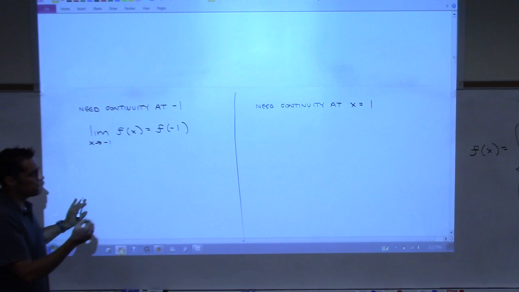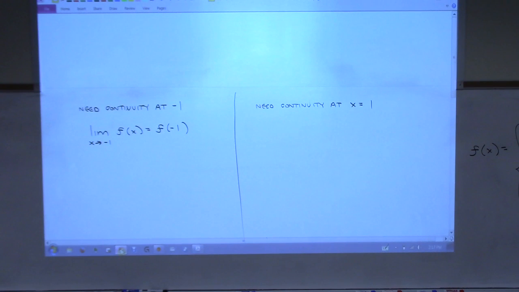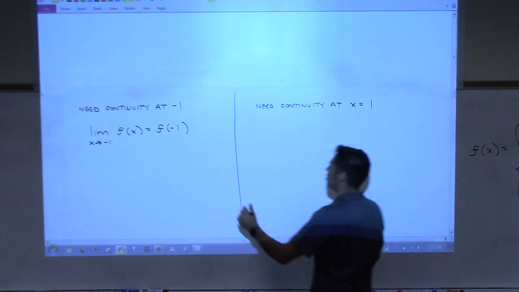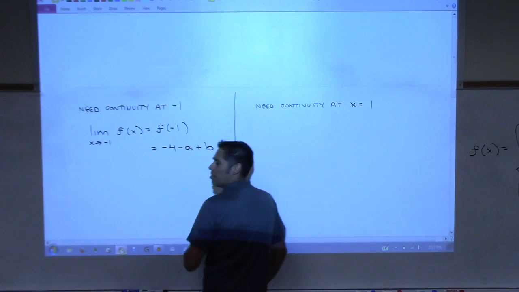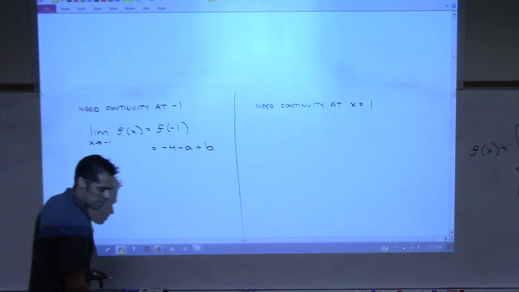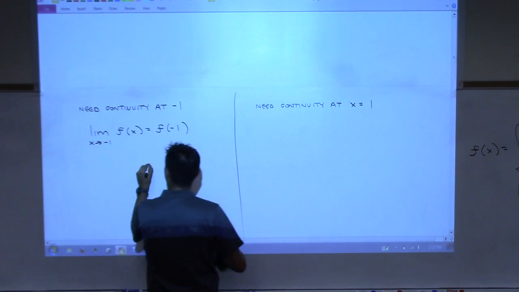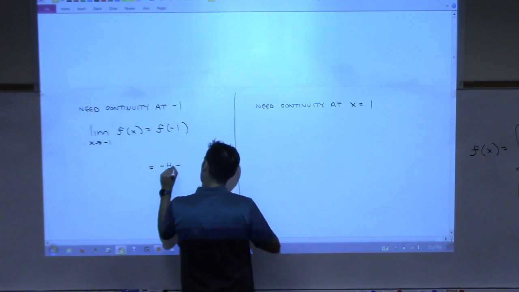All right, when we set this up for continuity at a point, the right side is just college algebra. You just plug -1 into the function. Which piece are we going to be messing with here? Top, middle, bottom. Middle, right? Middle, because that's equal to -1. So plug -1 in for x and tell me what you get. -4 minus a plus b. That's what you get, right?